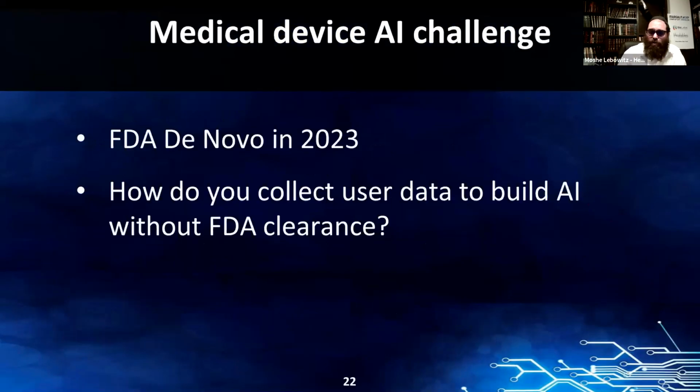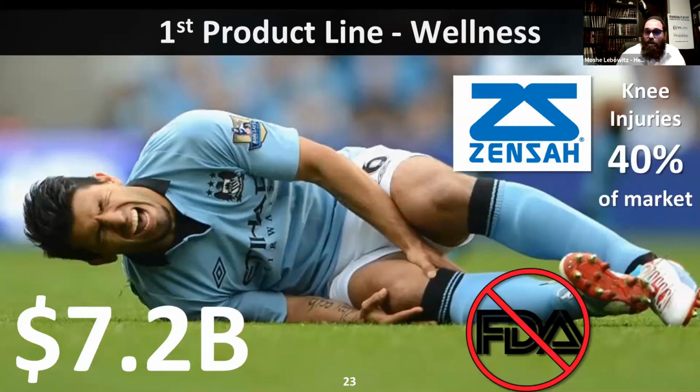So here's the challenge. With our FDA de novo expected in 2023, how do we collect user data and build AI without FDA clearance? Well, the answer is that as a medical device, you can't. But as a wellness device, you can. So our first product line is a wellness product line that does not make medical claims and does not require FDA clearance. And we even have a distributor, Zensa, which is based in Florida, a national distributor of apparel that has agreed to distribute our product.